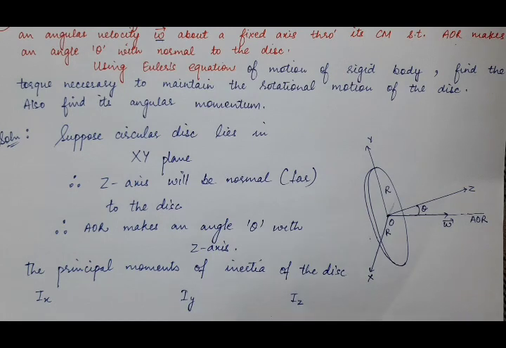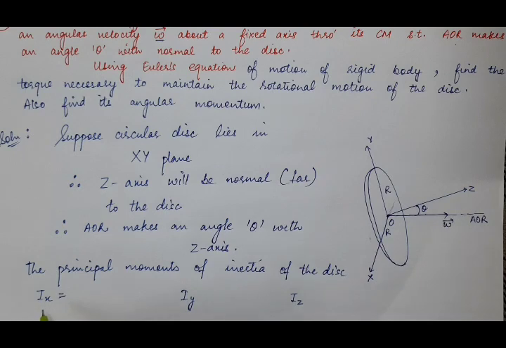So in class 11, you have studied these moments of inertia. You have calculated the moment of inertia for a spherical shell, for a solid sphere, for a rod, for a circular disc, for a circular ring, by using the two theorems of moment of inertia: the theorem of parallel axis and the theorem of perpendicular axis.